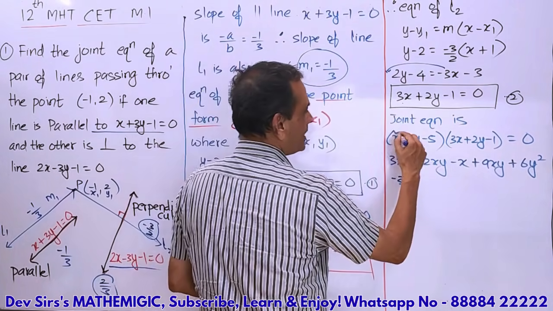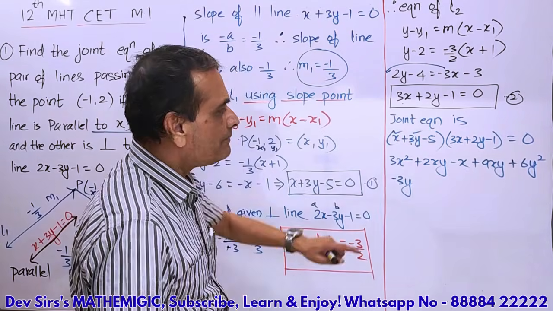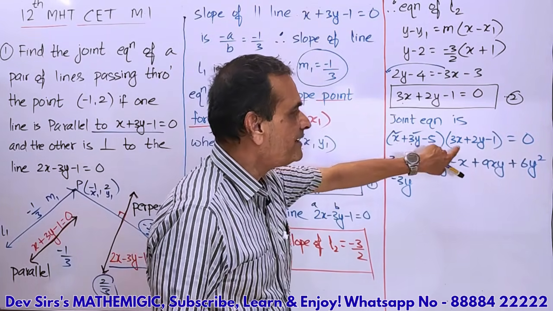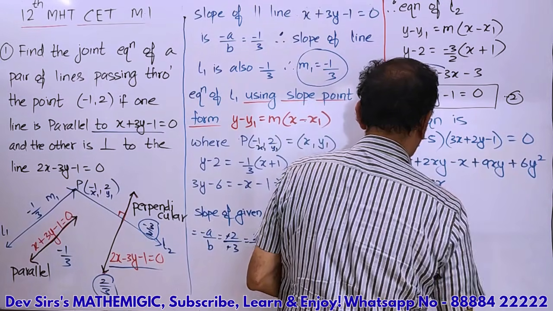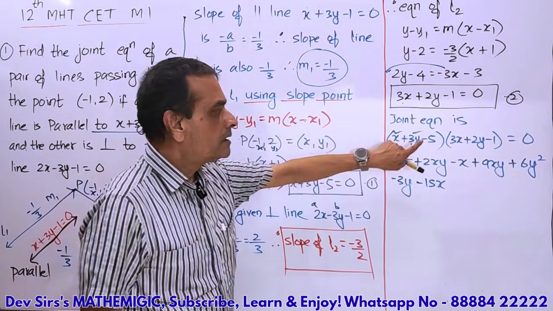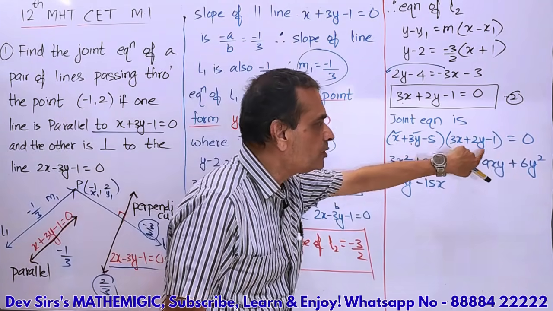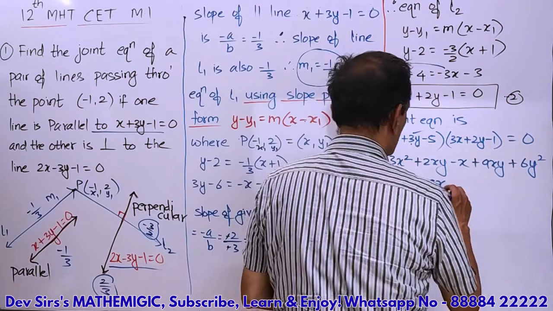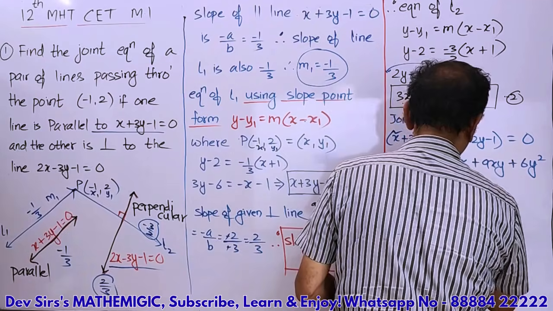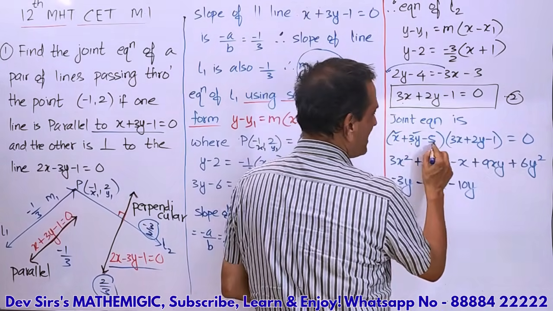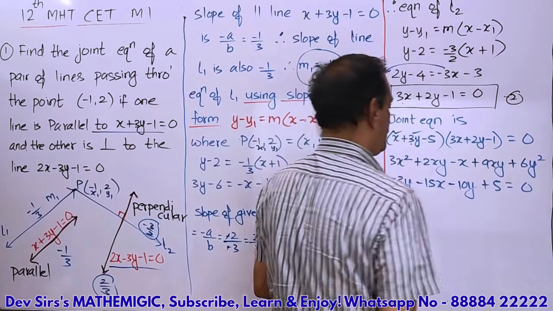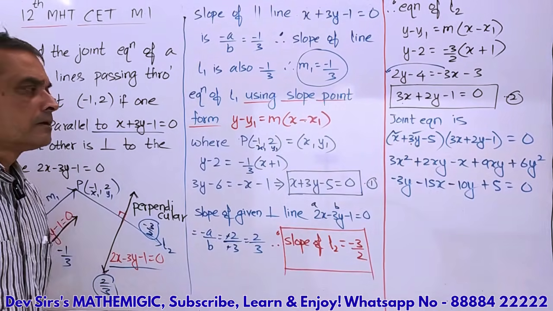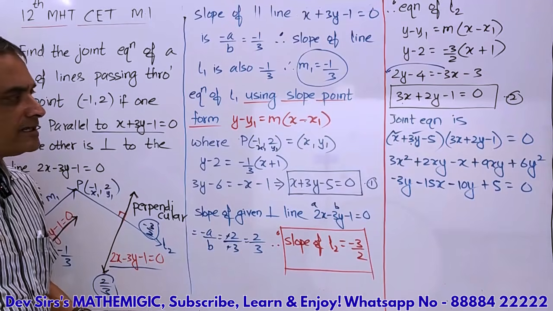ये दोनों का काम हो गया। Multiply by minus 5. Minus 5 into 3x, minus 15x. Minus 5 into plus 2y, minus 10y. Minus 5 into minus 1, plus 5, equal to 0. Now a better way of writing the answer.